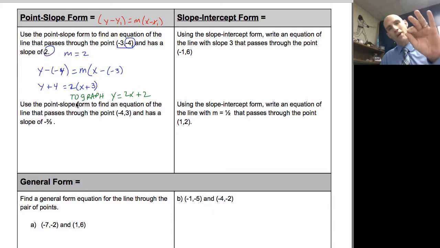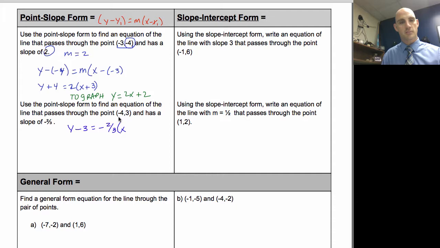Go ahead and pause here, try this next example, and when you come back from the break, I'll go ahead and do it for you. All right, so here we go. Here we are back from the break. I'm using point-slope form to find the equation, so I've got y minus 3, that's my y coordinate, is equal to, and I've got a -2/3 here, so -2/3 x minus a minus 4, which will be plus 4.